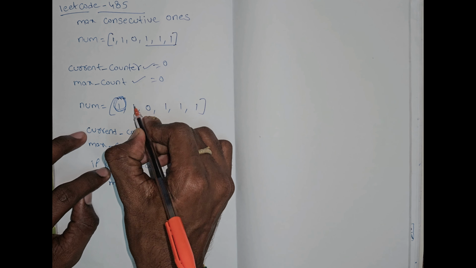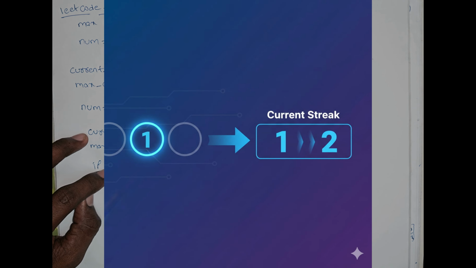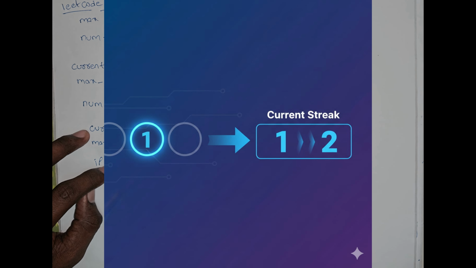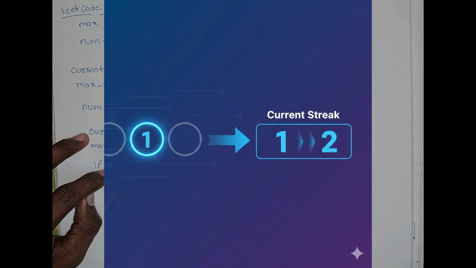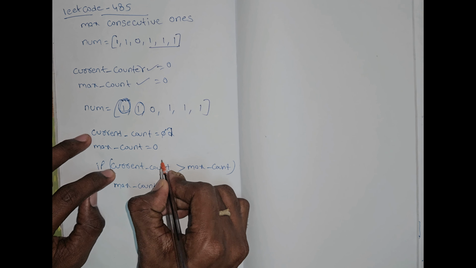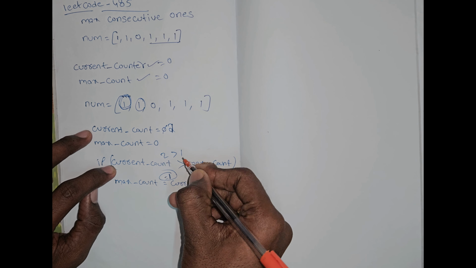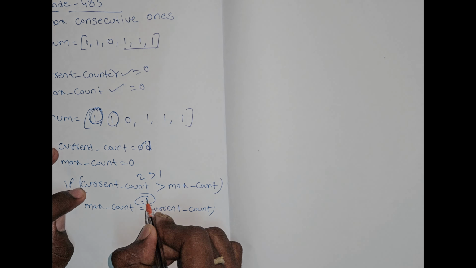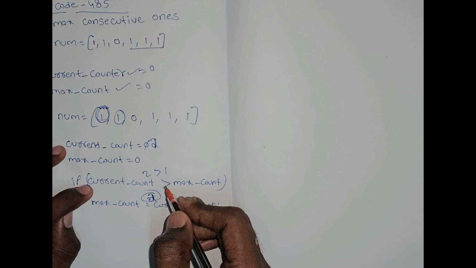Next number, it's another 1. We increment our current count to 2. Is it greater than our max count? Yes. So now we update max count to 2.